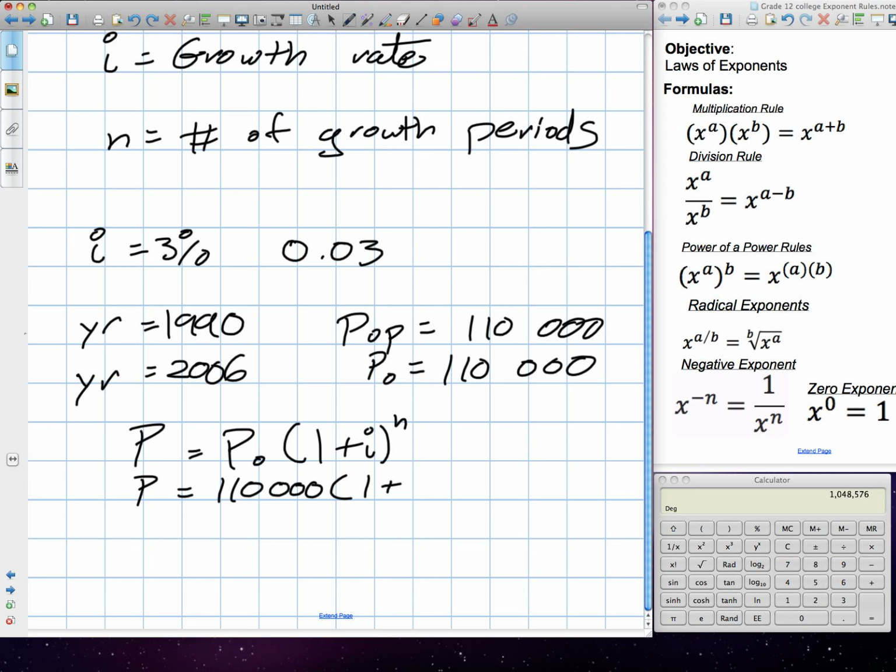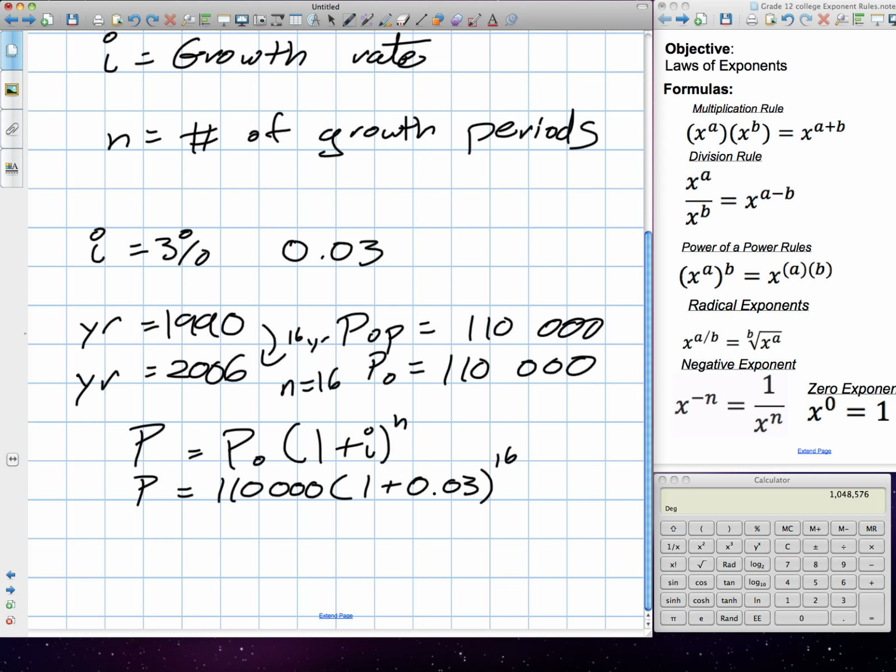Now here's the question. This is the tough part. n, the number of periods. How many periods does this compound over? How many? 16, that's right. Compounds over 16. From the year 1990 to the year 2006, there are 16 years here. So our n is going to be equal to 16. So we plug 16 in. Now, once we have all our variables, it's very simple. We just plug it into a calculator.